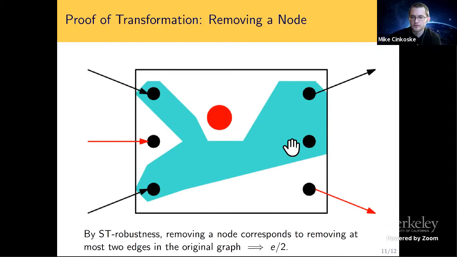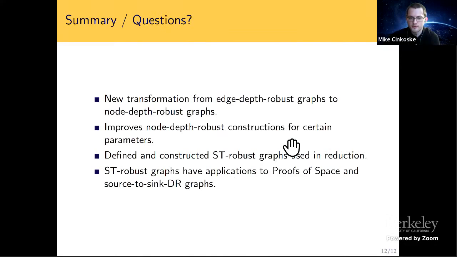And just to summarize, we have this new transformation from edge depth robust graphs to node depth robust graphs that improves our constructions for certain parameters. And to do that, we defined and constructed S-tier bus graphs. And I didn't have time to talk about them in this talk, but S-tier bus graphs have sort of independent applications to proof of space and source to sink depth robust graphs. And that's it.